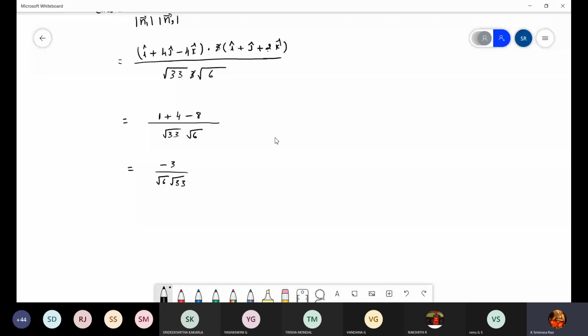This is cos theta. But this is not the final answer, because what is our question? Our question is, you have to calculate the angle. Angle is nothing but theta, not cos theta. Therefore, theta equals cos inverse of minus 3 divided by root 6 into root 33. So that's it.